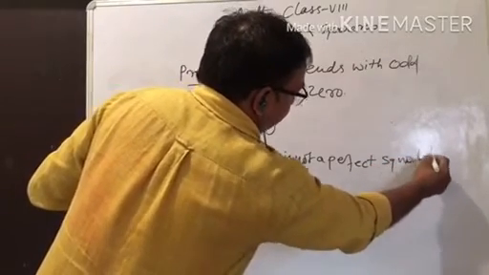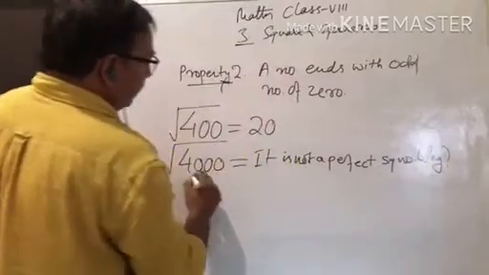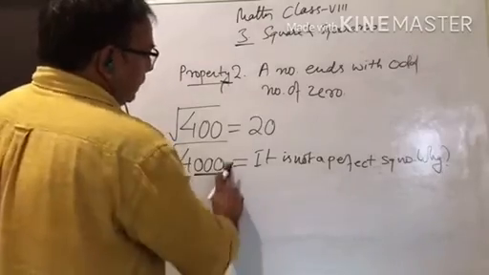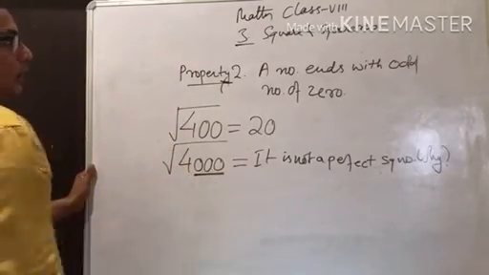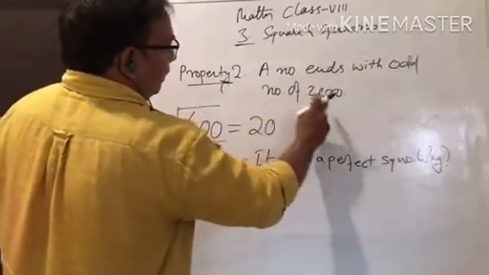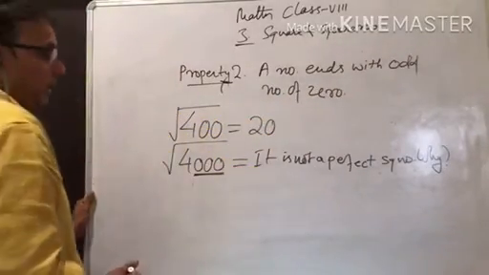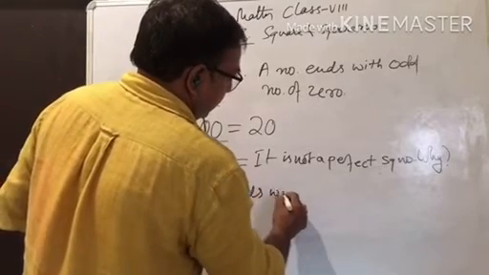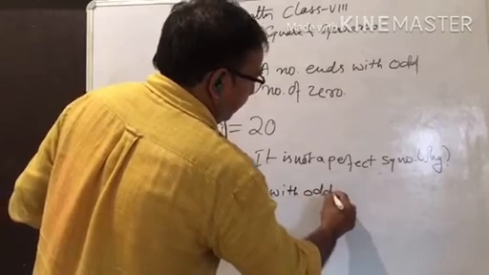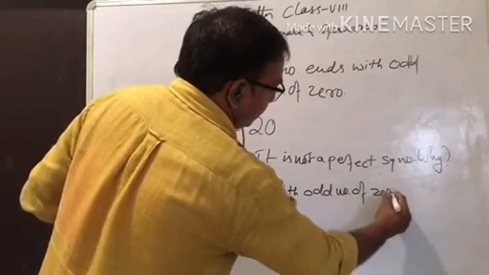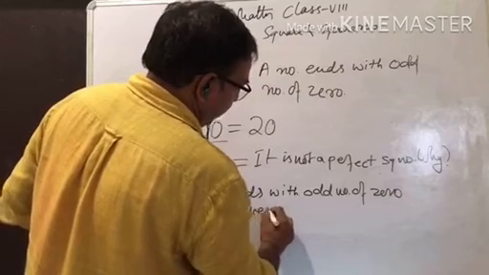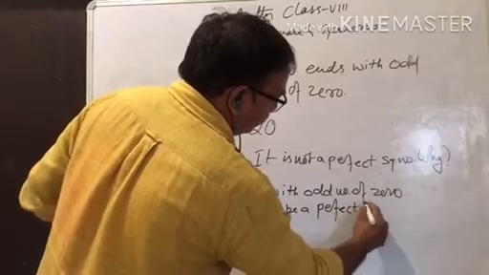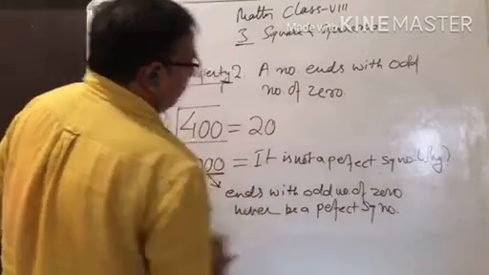The question arises, why? Because of these 3 zeros. A number that ends with an odd number of 0s can never be a perfect square number. This is property number 2.